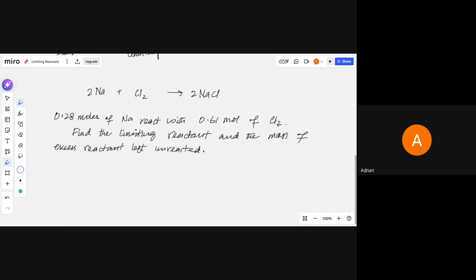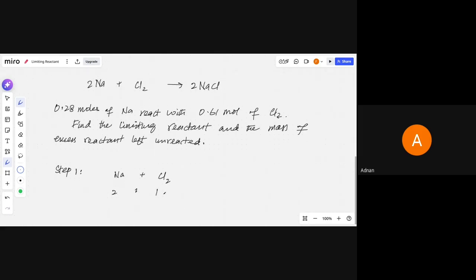So let's see how we can identify a limiting reactant, how to solve the question. So this question can be solved in 2 very simple steps. Step 1, you write the standard ratio from the balanced equation. So the standard ratio is 2 to 1. 2 moles of sodium are required to react with 1 mole of chlorine gas completely. So the mole ratio is 2 to 1.